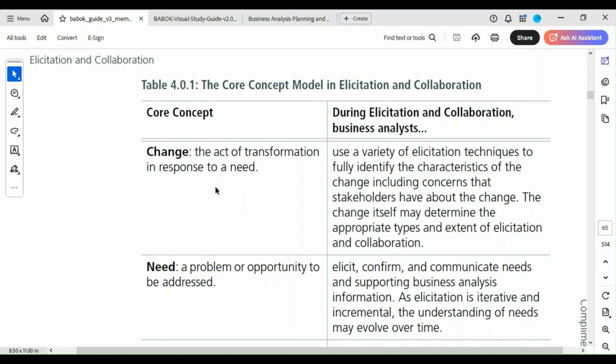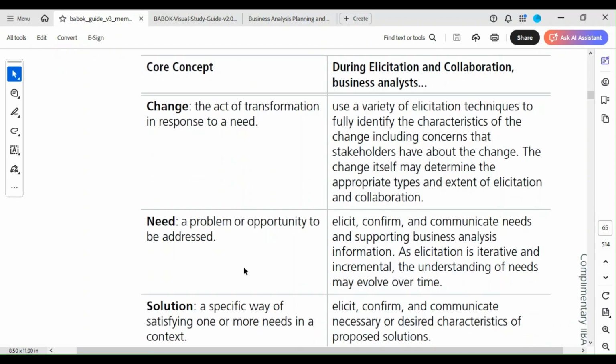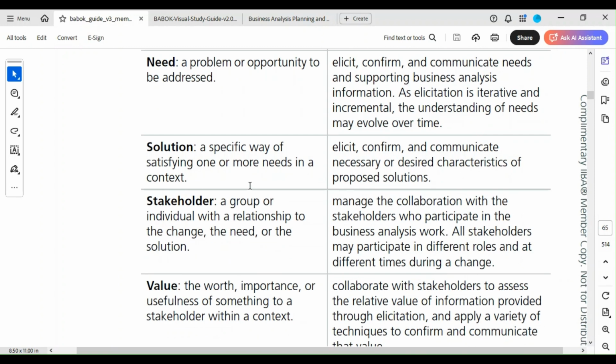Okay? Need: a problem or opportunity to be addressed. When it comes to elicitation and collaboration, the business analyst elicits, confirms, and communicates needs and supporting business analysis information. As elicitation is iterative and incremental, the understanding of needs may evolve over time, just like we mentioned before.